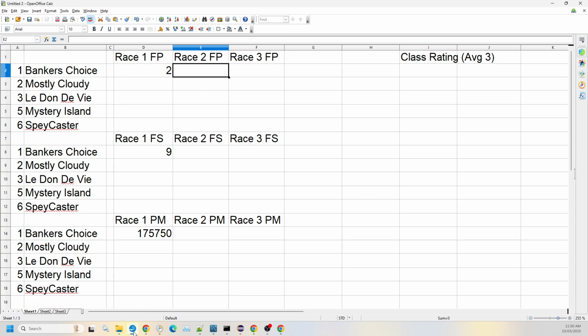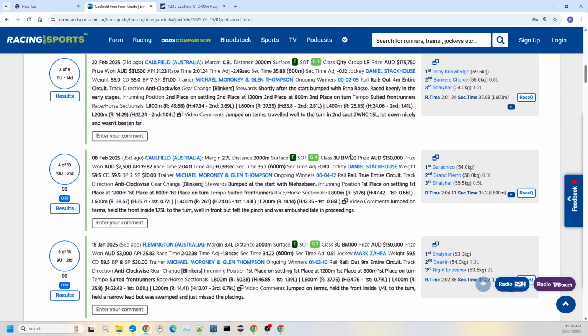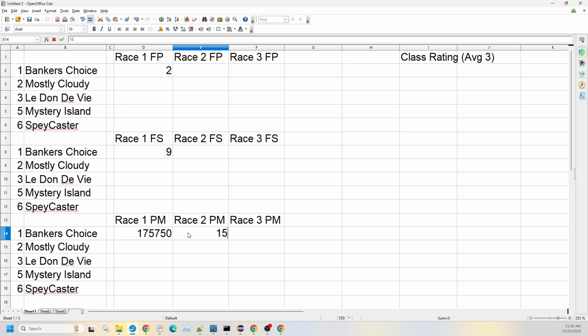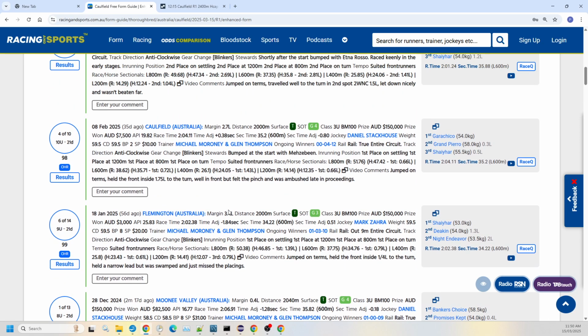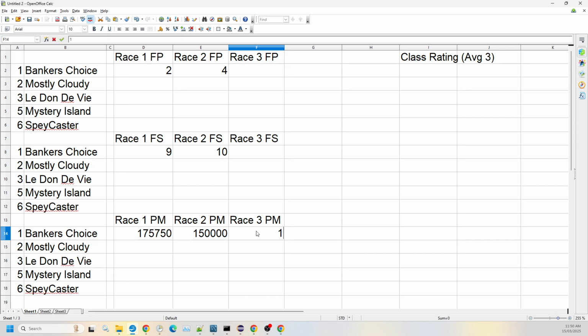Now we do that for the second race again. So we come back down one more race. You can see it raced in 150,000 and it came 4th of 10. So again, we put in the 150 and it came 4th of 10. Now I'll do race 3. Again, it raced in 150,000 and came 6th of 14. So we put 150,000 and we put 6 of 14.